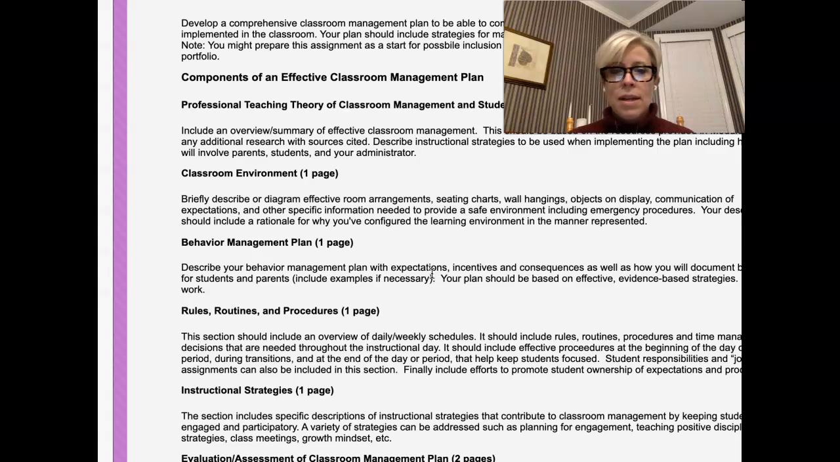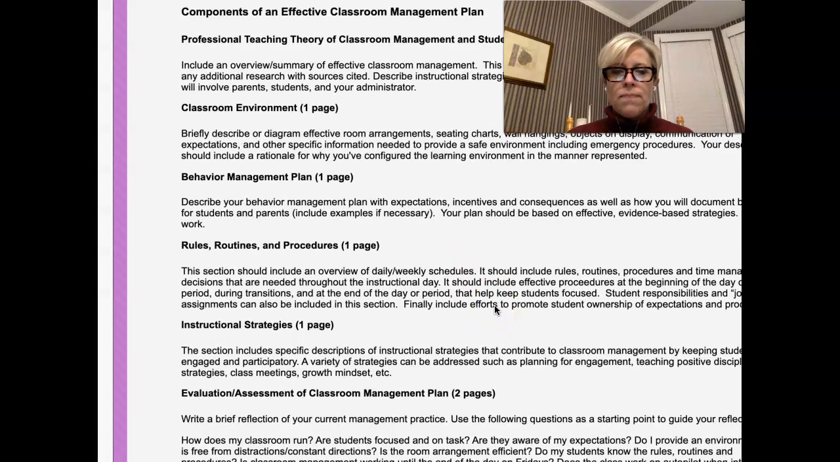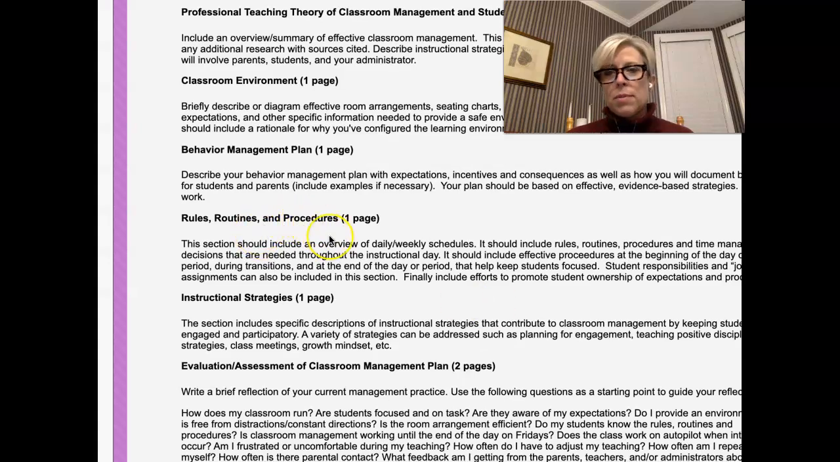You're going to talk about your behavior management plan, how you develop the expectations, incentives, and consequences, just so expectations are clear for you and your learner. Rules, routines, and procedures. There's a lot of research out there that talks about the impact that effective teachers have when they have established rules, routines, and procedures. And it's more than just establishing them, it's teaching them.